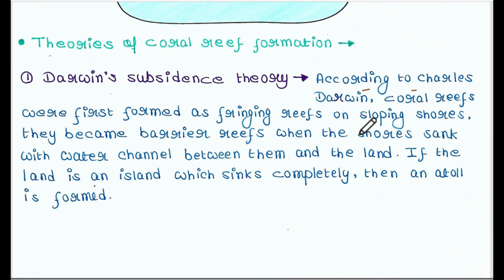According to Charles Darwin, coral reefs were first formed as fringing reefs on sloping shores. They became barrier reefs when the shores sank, with a water channel between them and the land. If the land is an island which sinks completely, then an atoll is formed.